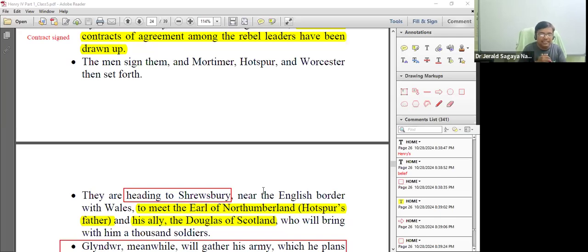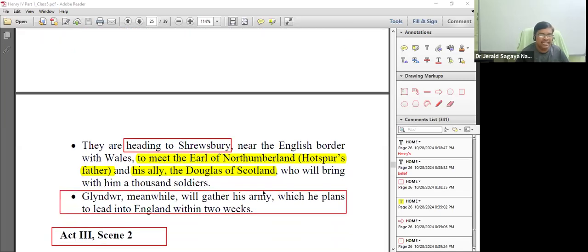Who is the Earl of Northumberland? Earl of Northumberland is none other than Hotspur's father. And they also hope to meet Douglas from Scotland, who is coming there with 1,000 soldiers. So a very big rebel team is heading towards Shrewsbury, and they are going to camp there, and they are going to start their attack on England. In the meanwhile, when all these people are moving, Glendower will gather his army, and he is planning to lead into England within 2 weeks.